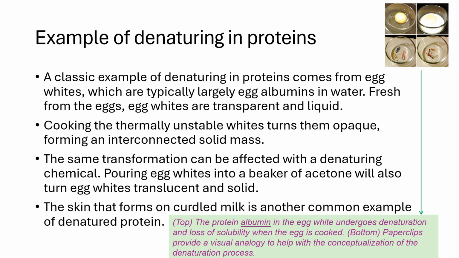Paper clips provide a visual analogy to help with conceptualization of the denaturation process. These are normal, but after you add the paper clips in acetone, they start denaturing, they start opening up. As you can see, they have kind of lost their conformational stability. So heating has the exact same impact as pouring egg whites into an acetone-filled beaker. So we get the point. Anytime you have chemical bonds breaking, it causes denaturation of protein, which also causes cell death.